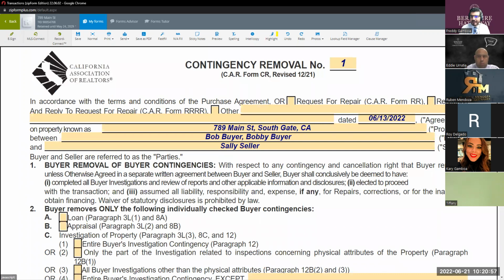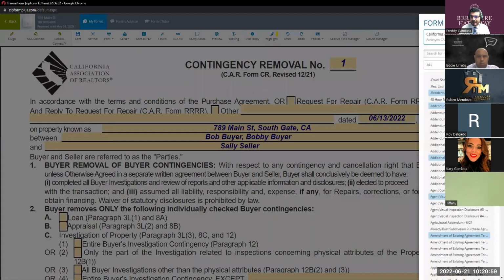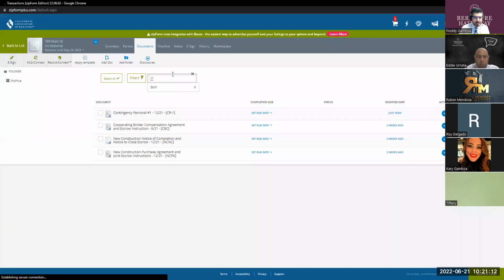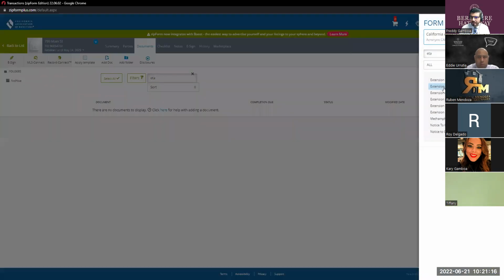CAR form ETA. Okay, and let me bring it up for you guys. Let me search it, ETA. And that's your extension of time addendum. Okay, close this real fast. Okay, they can go through.